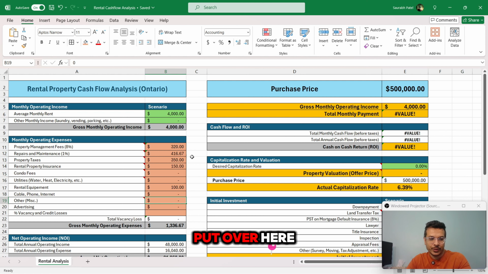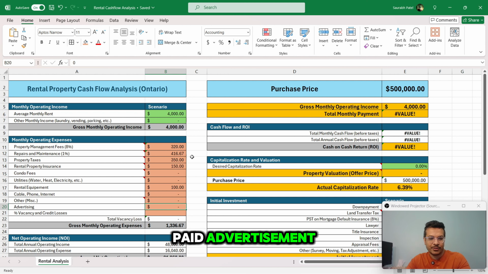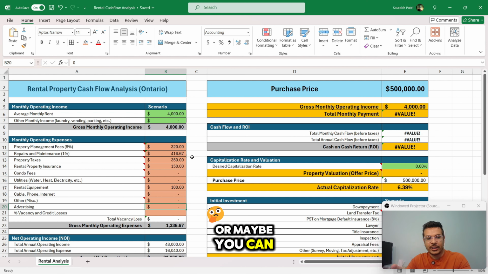And then you can add it over here, and there is going to be an advertising cost. Now, if you're doing the advertisement maybe on Facebook Marketplace and you are running paid advertisement, you can do it over here, or maybe you can also add the advertising cost. But for easier, we are not adding it.